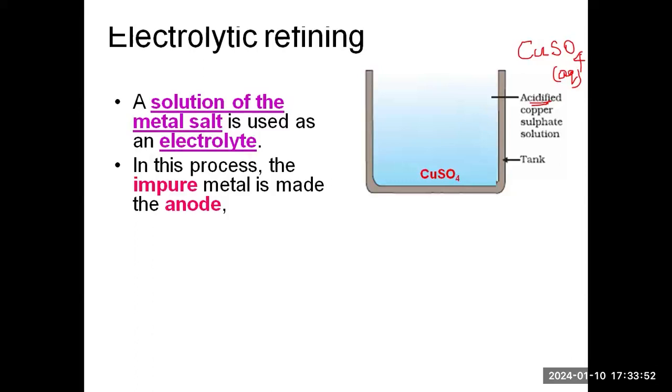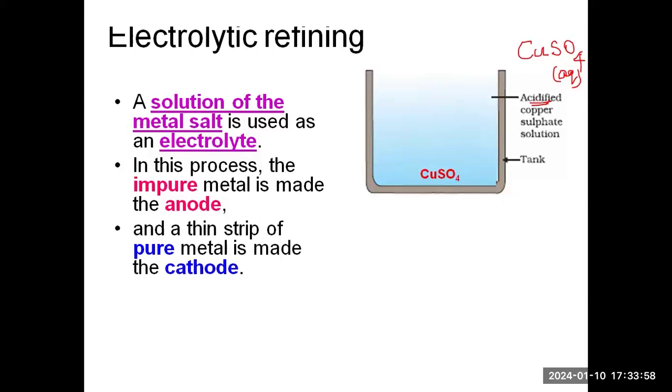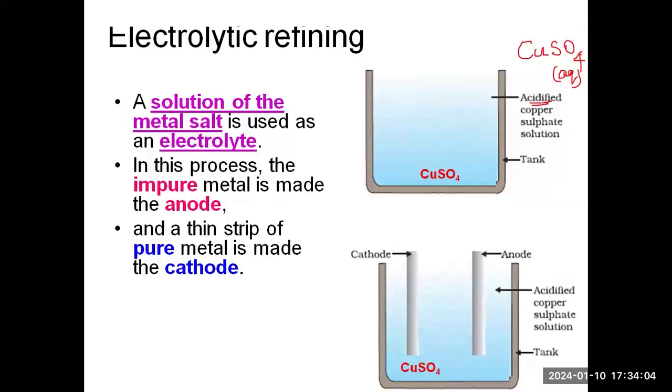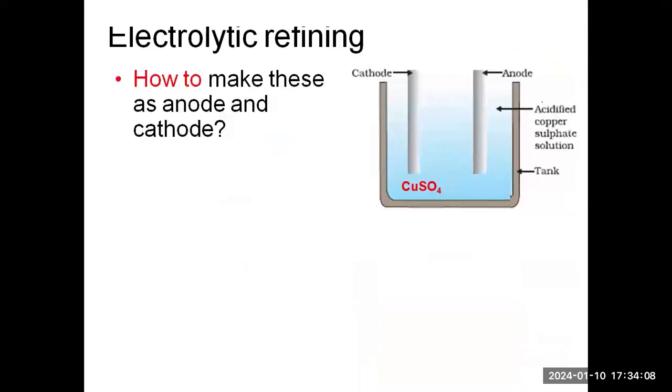Then two metal rods of copper are taken. One is an impure metal rod, and another one is a pure metal rod. The impure metal rod is made the anode, and the pure metal rod is made the cathode. Now, how to make it anode or cathode? By connecting it to the positive or the negative terminal, right? Let us see the circuit.